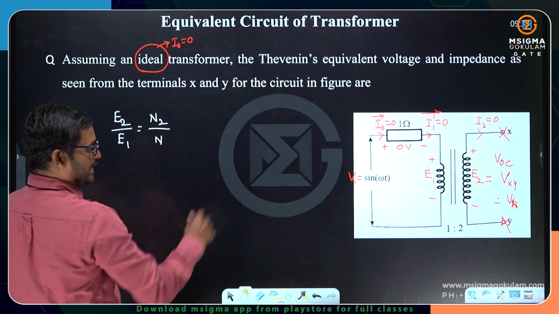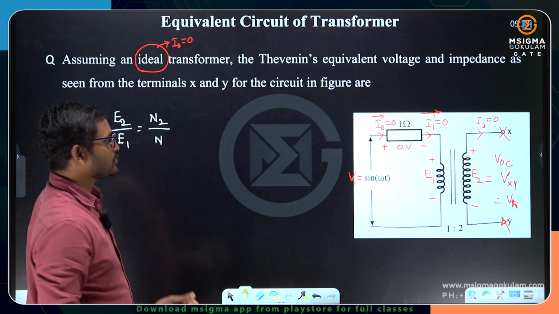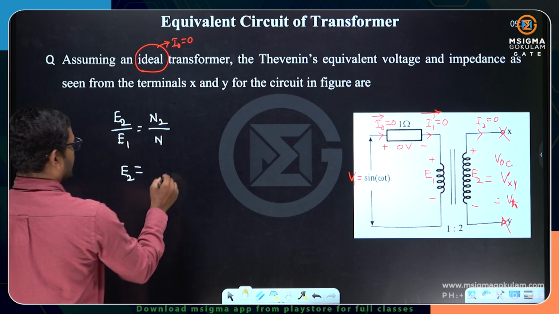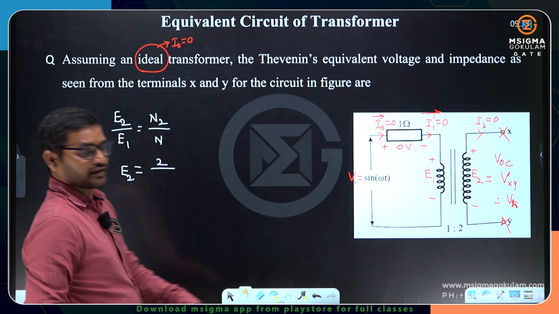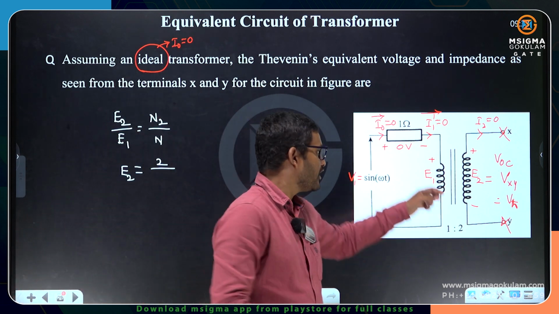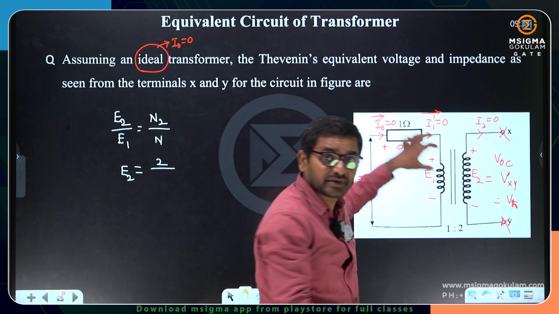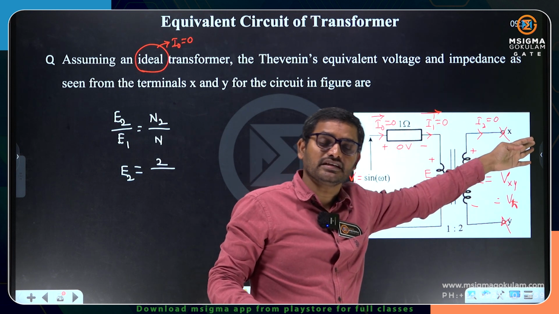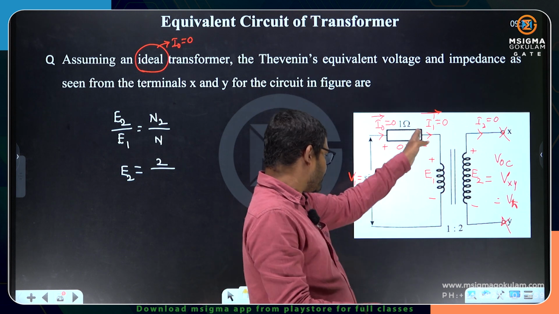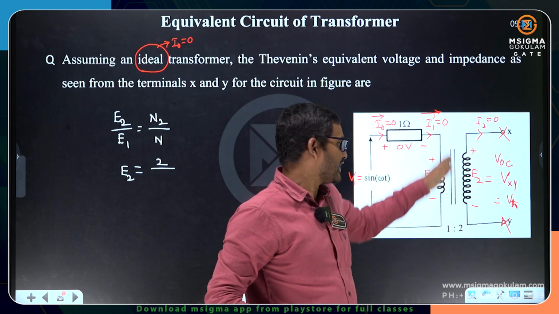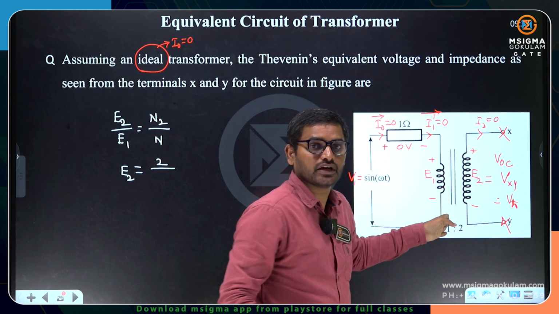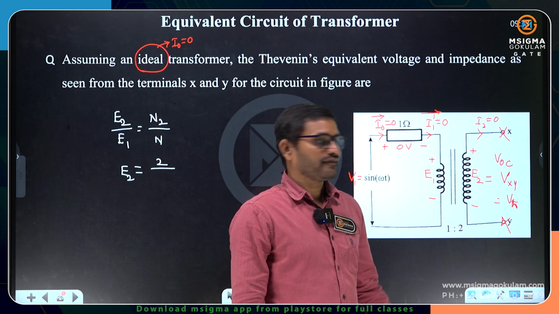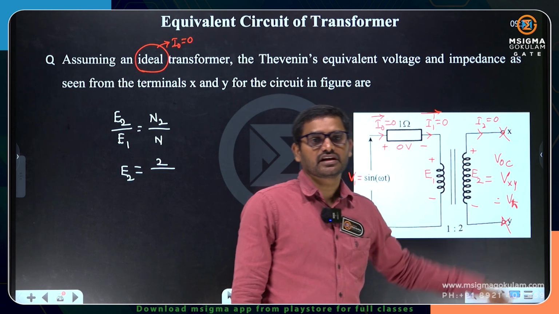I want E2 now. E2 is nothing but Vxy or Thevenin's voltage. So E2 is nothing but N2 by N1. N2 is 2 turns, that is 1:2 means for every 1 turn on primary, there will be 2 turns on the secondary. If I have 50 turns, 50 times 2. If I have 25 turns, 25 times 2. If I have 100 turns, 100 times 2. For every 1 turn, there will be 2 turns on the secondary.